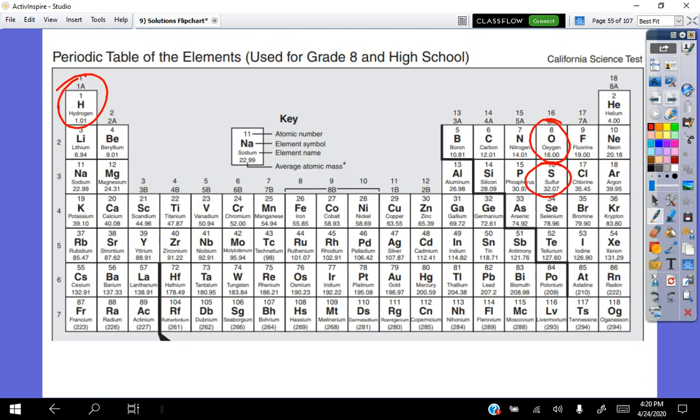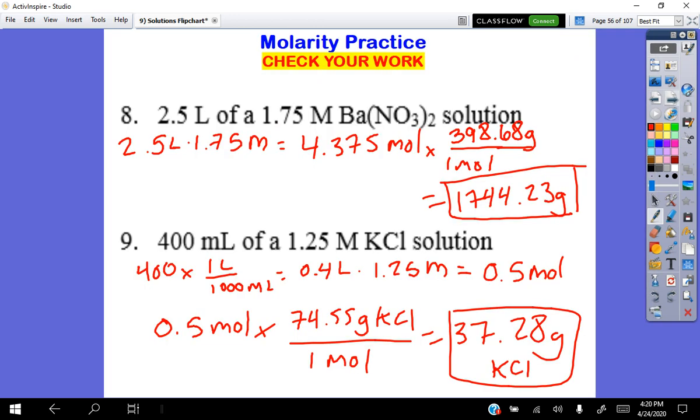Welcome back. Here we are. Multiplying the liters times the molarity to get the moles, and then times the molar mass. Don't forget, with number 9, that had the extra component of milliliters to liters first. Then you can multiply by the molarity. Half a mole times the molar mass, and we get our mass of our KCl.